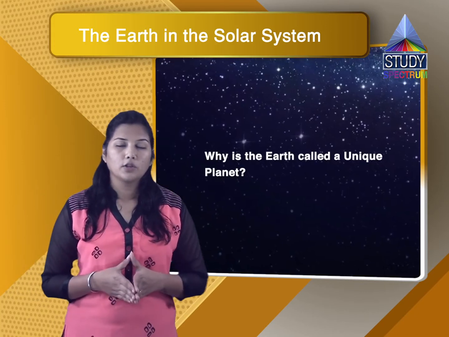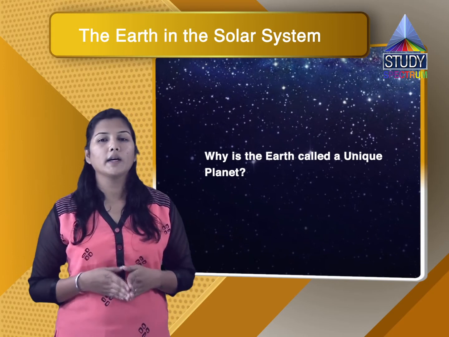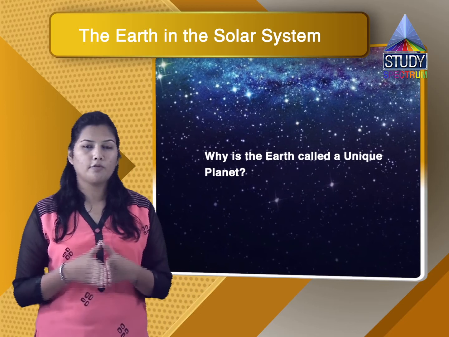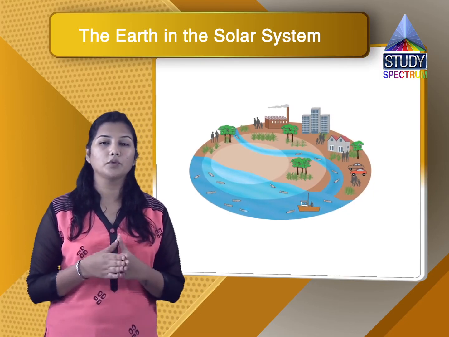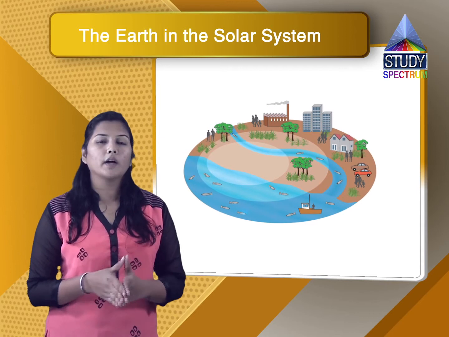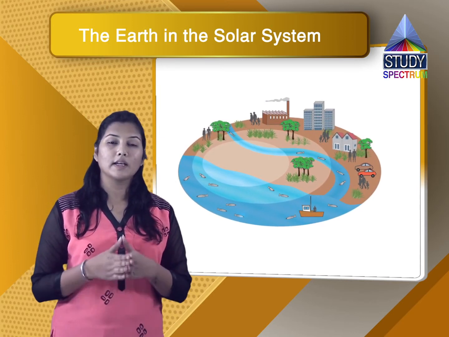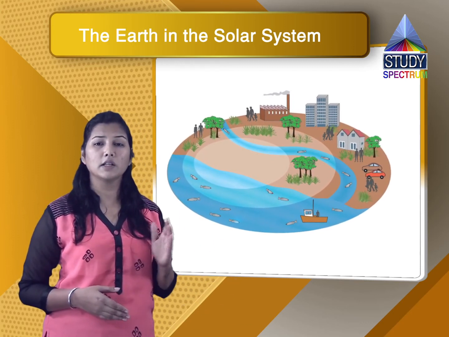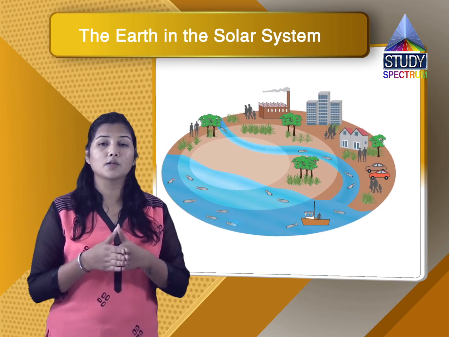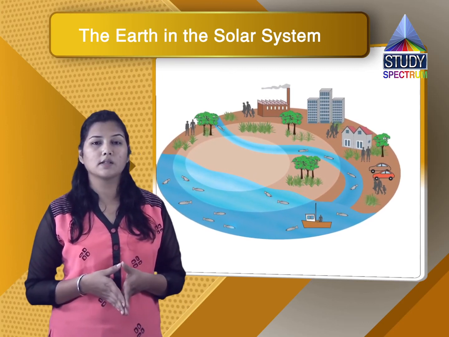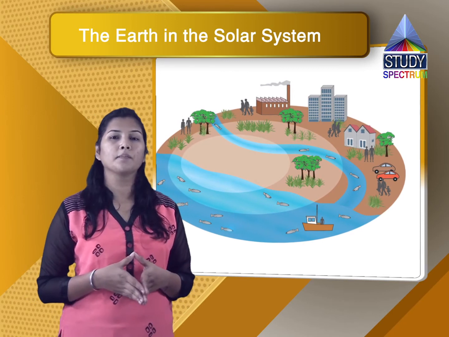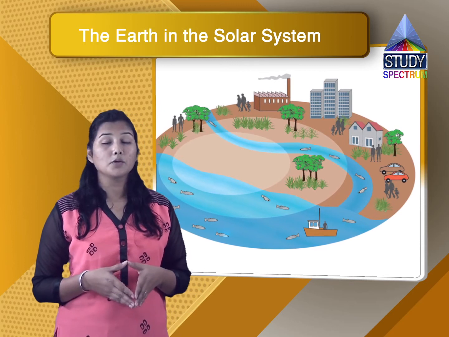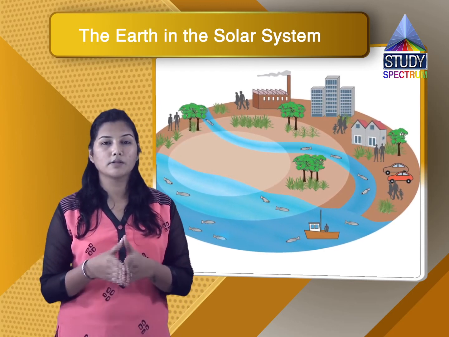The next question your textbook asks is, why is the Earth called a unique planet? I've already explained this before, but I will explain it one more time. Earth is called a unique planet because it has conditions favorable to support life. It is neither too hot nor too cold. It has air and water. It has life-supporting gases like oxygen for human beings and animals, and carbon dioxide for plant life. That is why it is called a unique planet in the solar system.